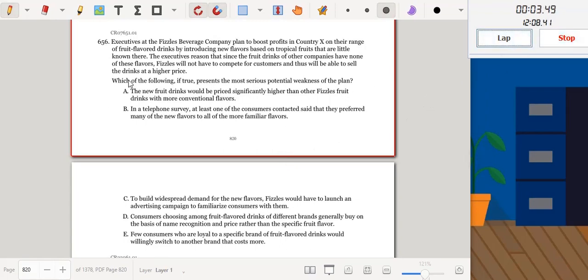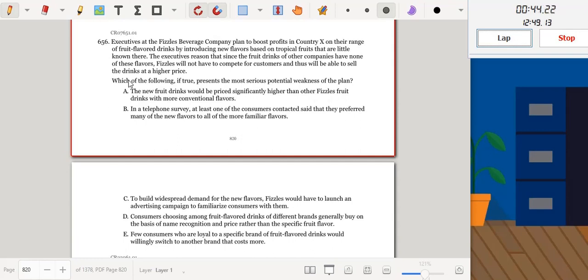656. Executives at the Fizzles Beverage Company plan to boost profits in country X on their range of fruit flavored drinks by introducing new flavors based on tropical fruits that are little known here. The executives reason that since the fruit drinks of other companies have none of these flavors, Fizzles will not have to compete for customers and thus will be able to sell the drinks at a higher price. So simply they are introducing a new flavor that is not present, and since there will be no competition, they will be in a monopoly. Okay, which of the following, if true, presents the most serious potential weakness of the plan?